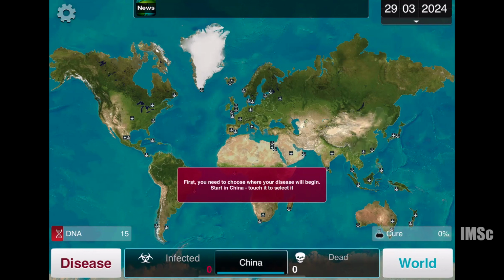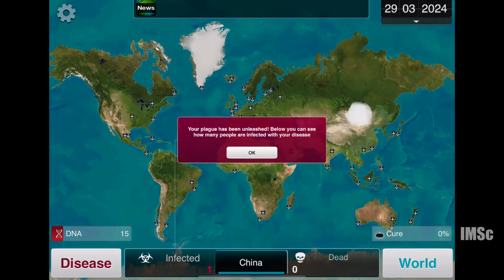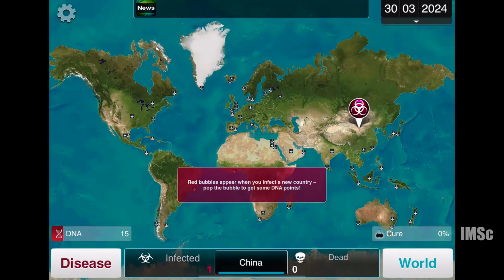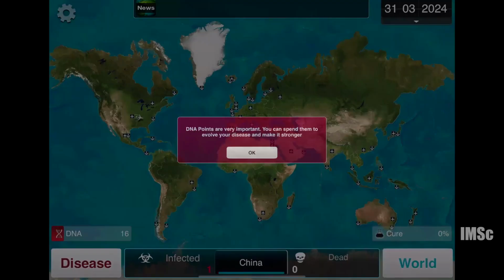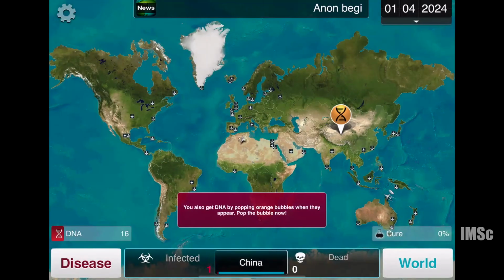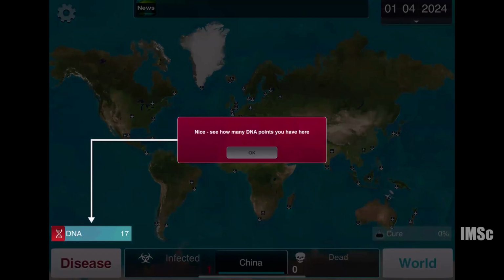Okay, so let's start. So yes, the plague has been unleashed. Here at the bottom, you can see how many people are infected. So one person has been infected, and this is basically some random events that happen. You accumulate DNA points. When you accumulate enough DNA points, that's when you get to choose what properties you can give your virus.